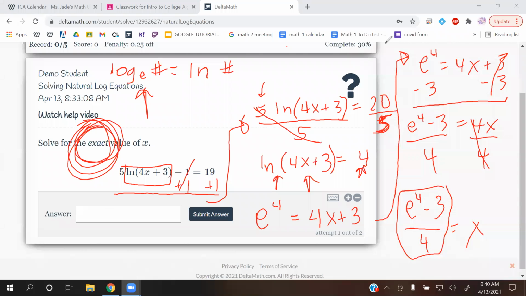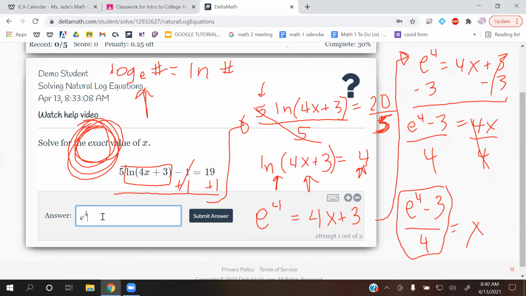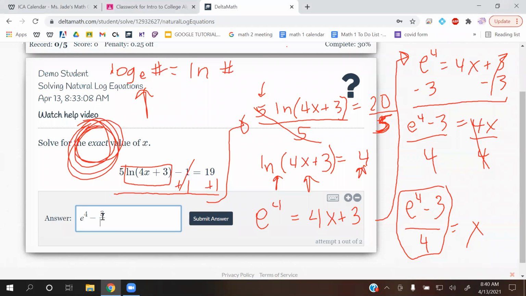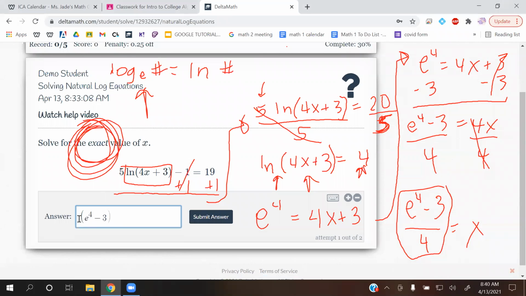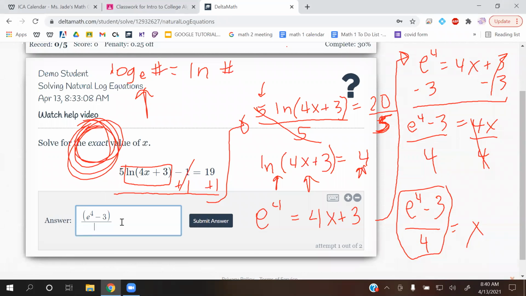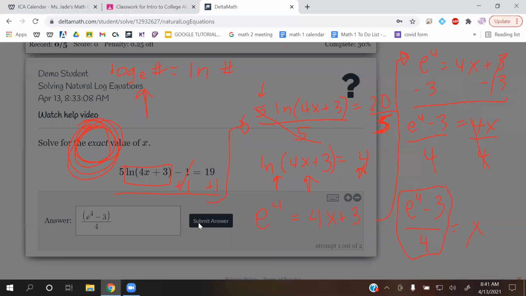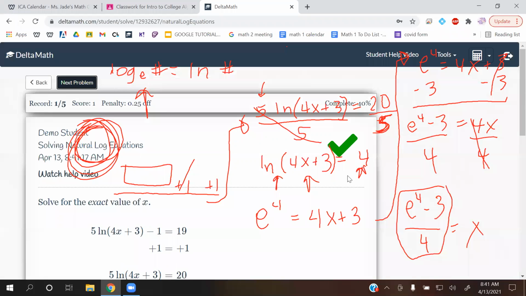All I have to do now is just type it in. So e to the power of 4 minus 3 over, oops, okay. So I guess if I want all of this over 4, I have to do parentheses around everything. There we go, and then over 4. So you would type it like that. If you're wondering, where do I find the letter e? Like, you literally use your keyboard to type the letter e, okay? So on the keyboard, e, and then to the power of 4 minus 3 over 4. Submit answer. Next problem.